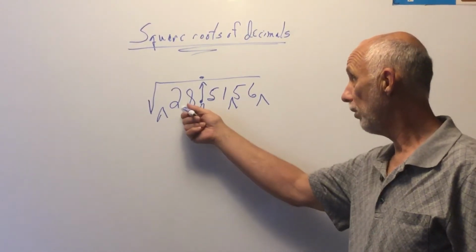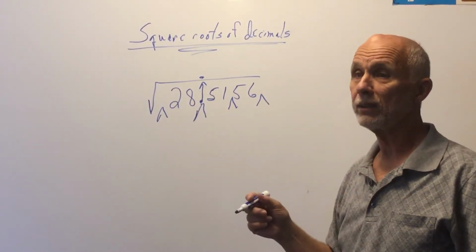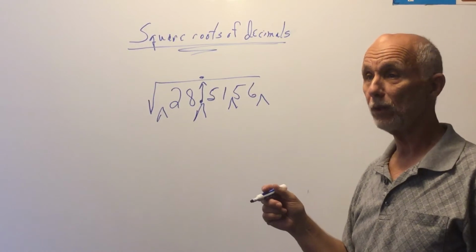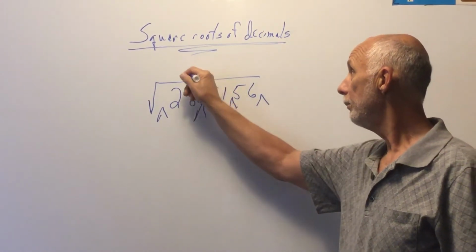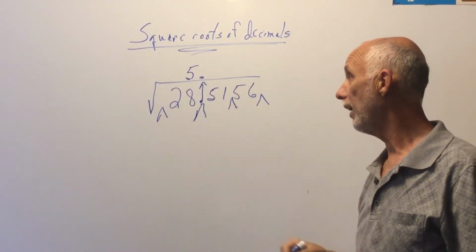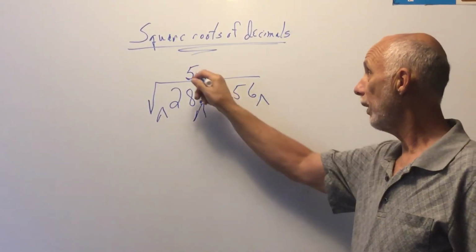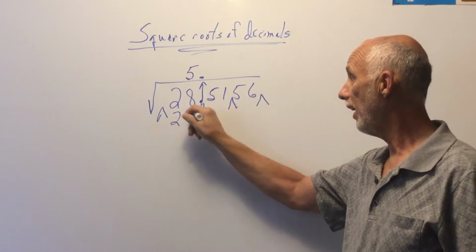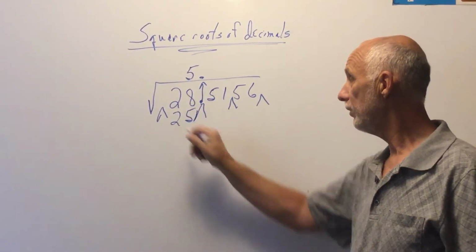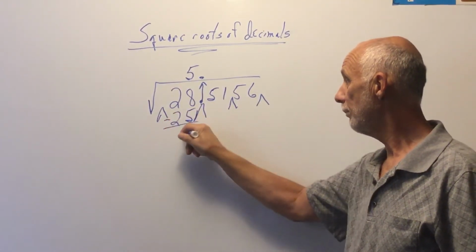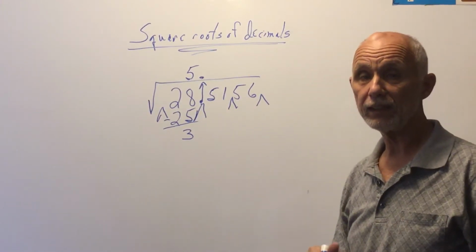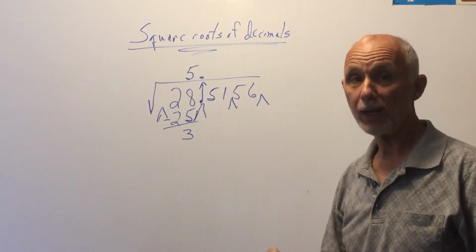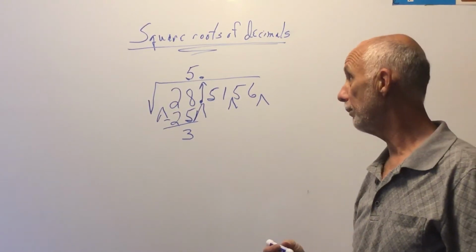Look at the first mark off, say what number squared is to 28 closest without going over. That number would be 5, because 5 squared is 25. Now, then square it. 5 squared is 25, and then subtract and get a remainder of 3. Again, that's the step that's fairly easy. Now comes that 3-step process that confuses some people.